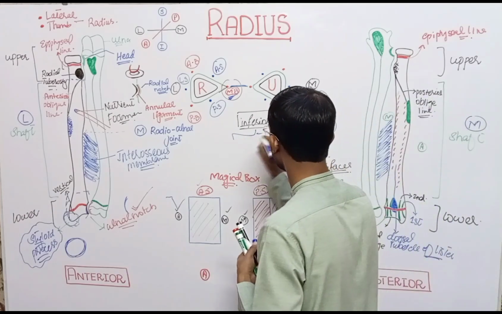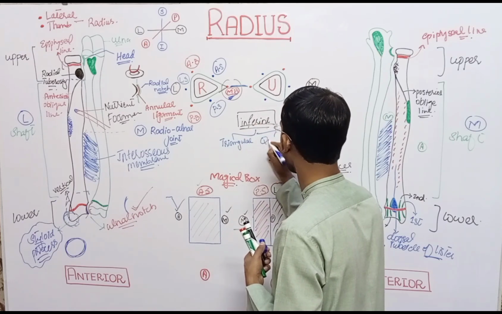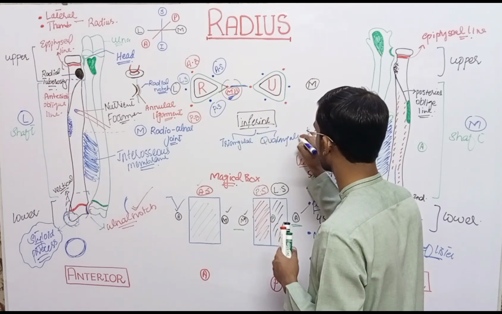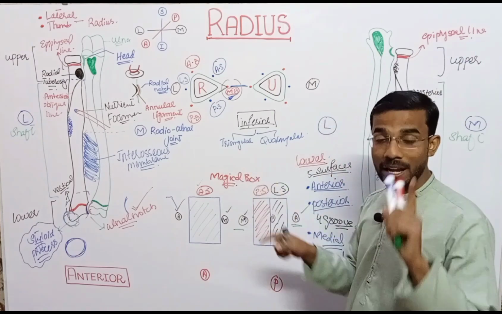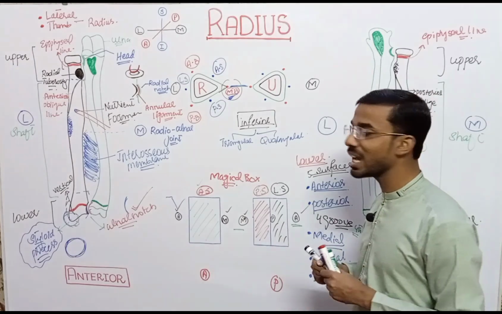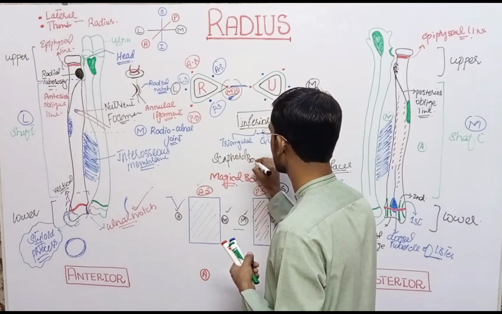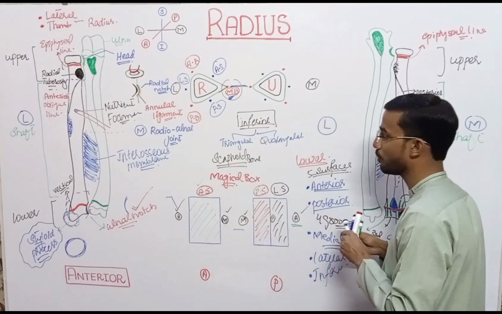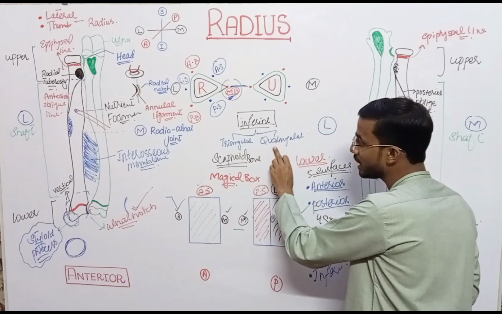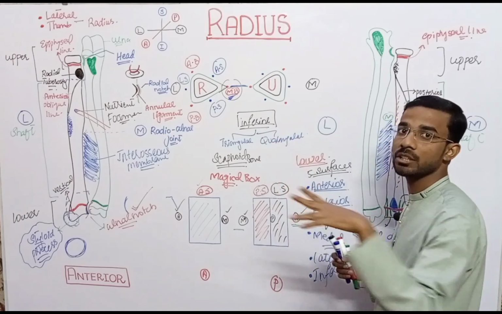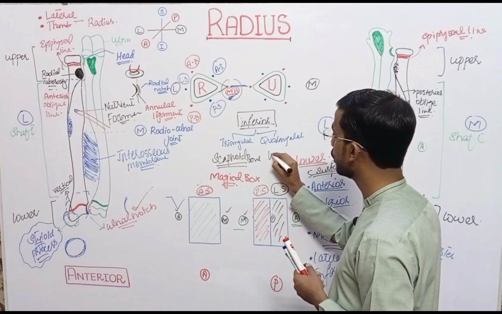You will see the triangular area and the quadrangular area, having three sides and four sides. This triangular area provides the attachment site for the scaphoid bone. And the inferior side of the radius, which is quadrangular in shape, provides a site for the lunate bone.